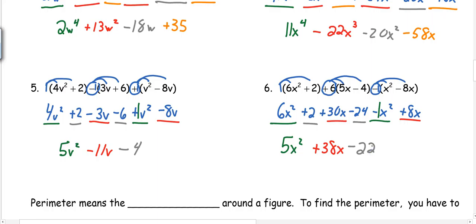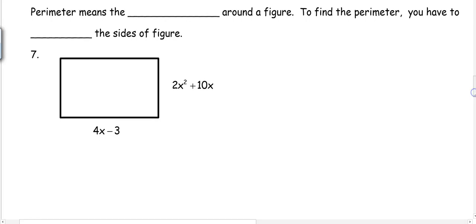The last thing we're going to talk about is perimeter. So remember, when you're finding perimeter, that means the distance around a figure. In order to find the distance around the figure, you have to add your sides. So remember, in a rectangle, your opposite sides are the same. So if the bottom is 4x minus 3, the top is also 4x minus 3. If the right side is 2x squared plus 10x, the left side is also 2x squared plus 10x.